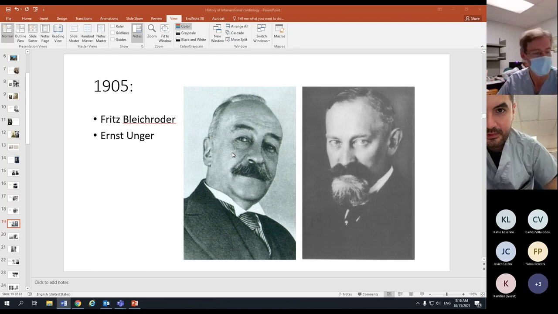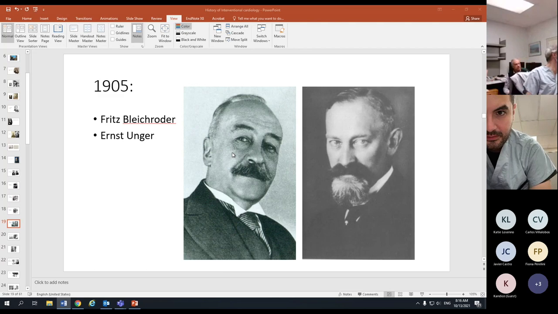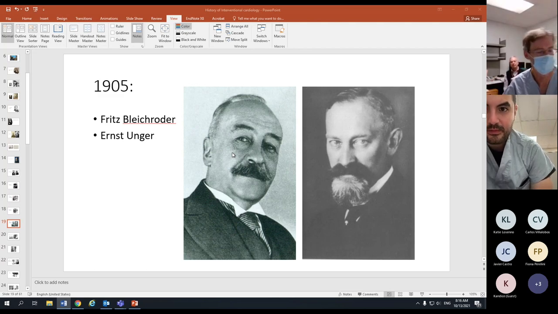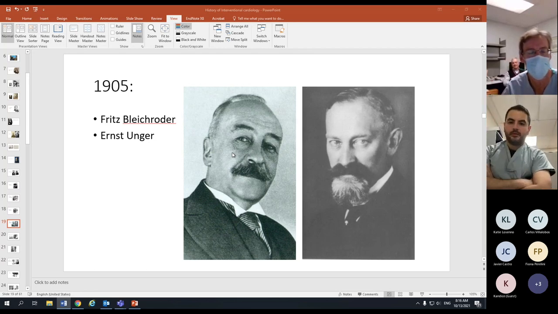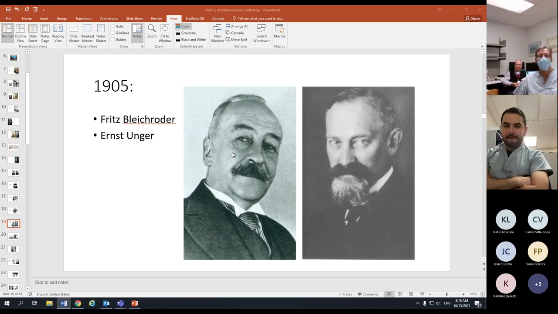Unger somehow managed to convince Bleichroeder that he should be the recipient of the first cardiac catheterization. He attempted this on three occasions by passing catheters through the basilic vein twice and through the femoral vein on one occasion. During one of these attempts, Bleichroeder immediately complained of chest pain, and they both inferred that they'd successfully performed the first cardiac catheterization on a human.